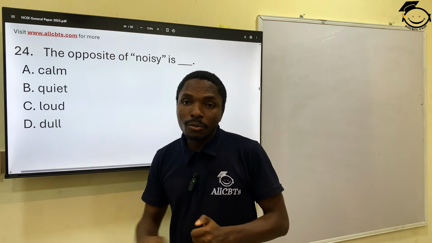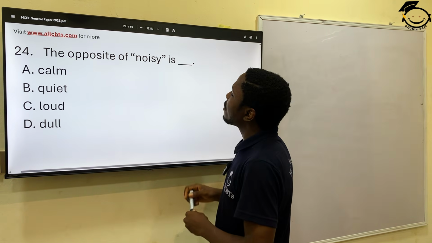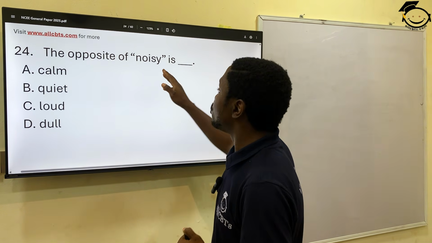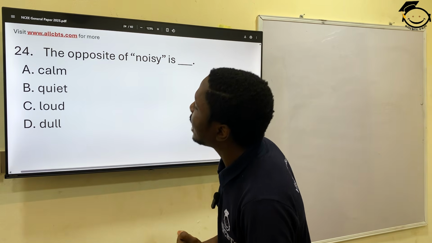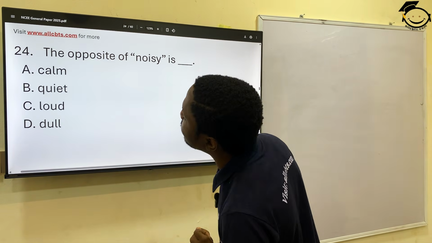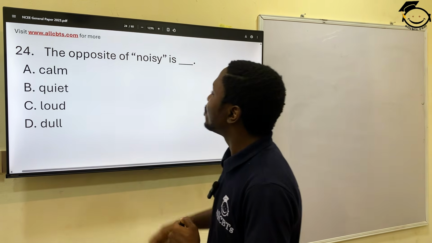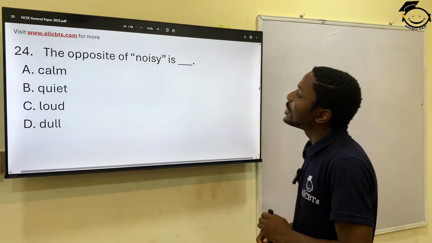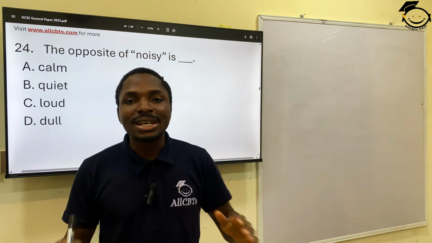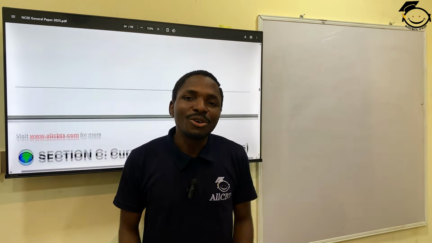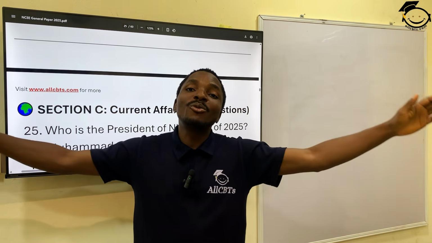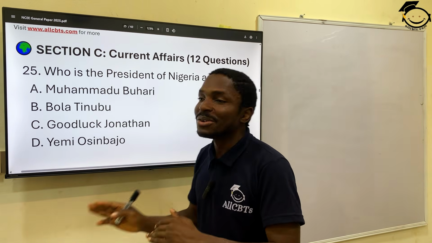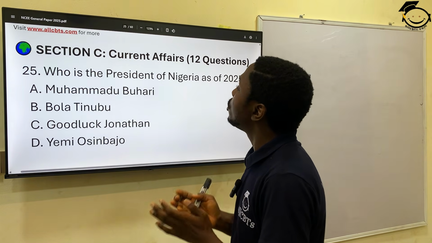Okay, question 24. We are going to 60. The opposite of noisy is what? So if a place is not noisy, it will be what? Now we have calm, quiet, loud, dull. Okay, so the opposite of noisy is quiet. Your teacher may come into the class and say, stop making noise. Or he may come into the class and say, keep quiet. So that tells you that noise is the opposite of what? Quiet. Okay? Now we are done with section B.